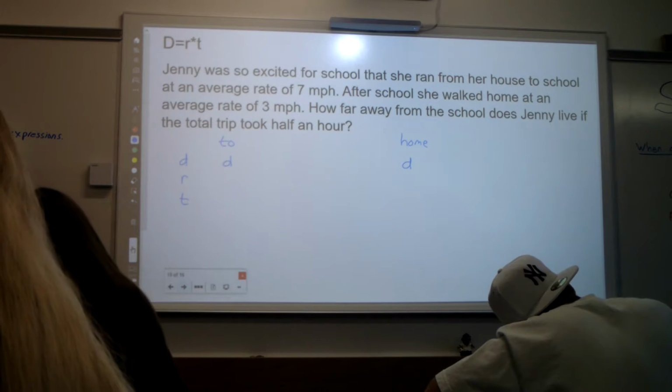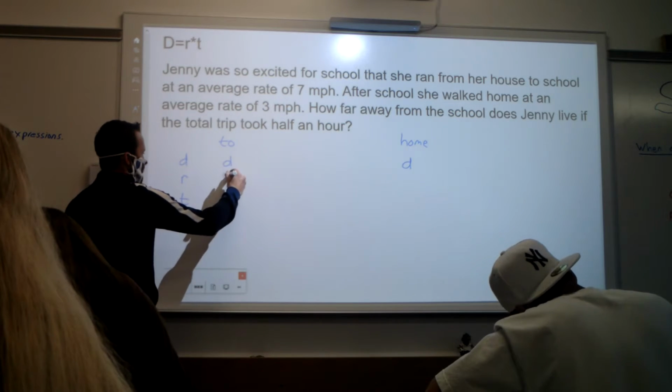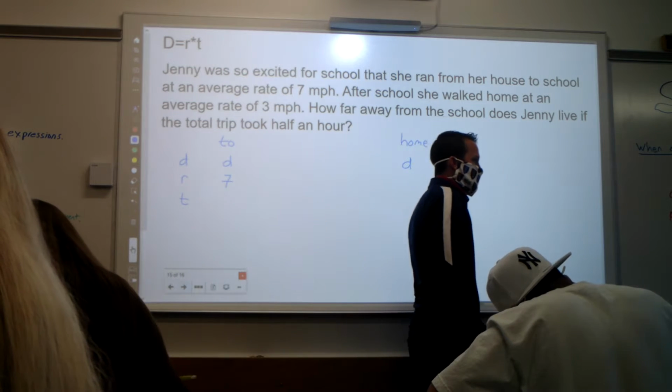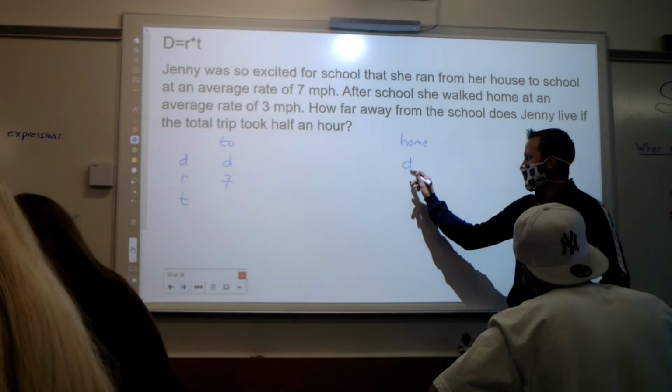What about rate? How fast is she going when she goes to school? So excited, she's just running at 7 miles an hour. And then afterwards, she's just so sad, so she walks slowly. And what is that?